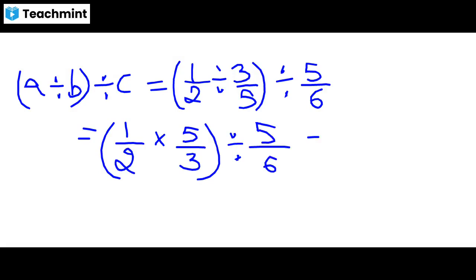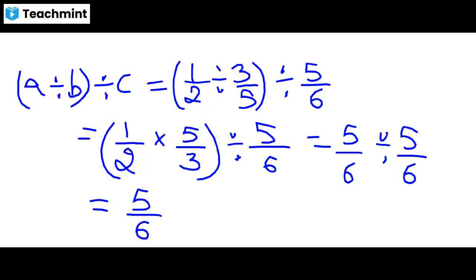Now what you get here? 1 by 2 into 5 by 3. You can't cancel any number there, so write directly 5 by 2 3s are 6, divided by 5 by 6. Now next step, what should I write? The division symbol will be changed into multiplication, and 5 by 6 will become 6 by 5. Can you cancel any? Answer is equal to 1. 6 ones are 6, 5 ones are 5.